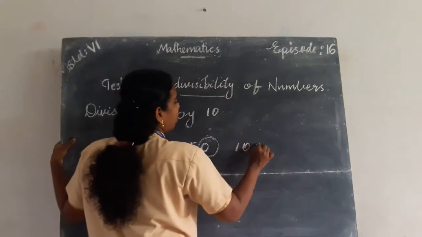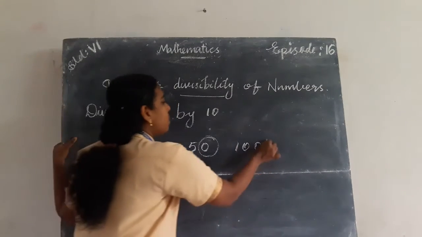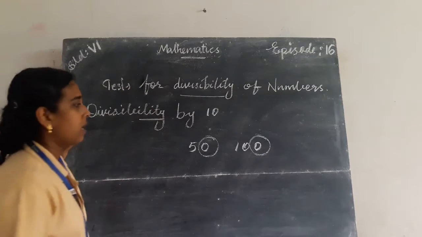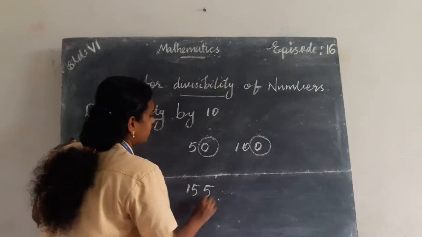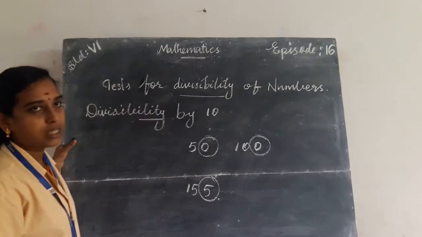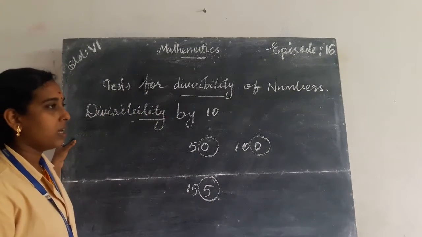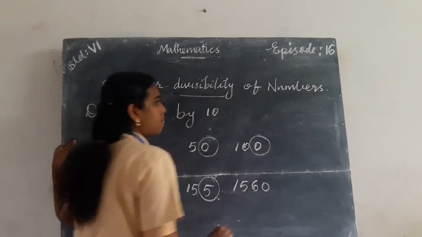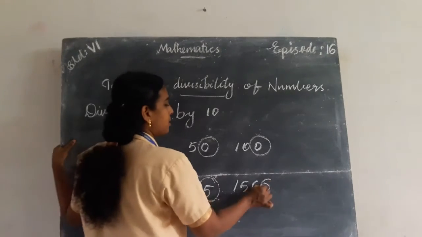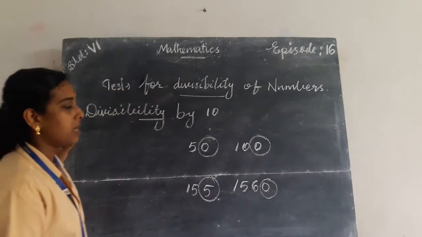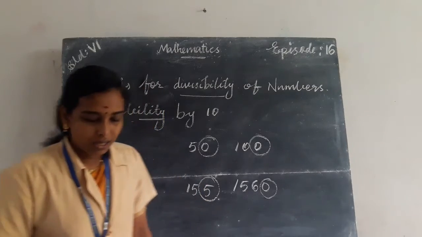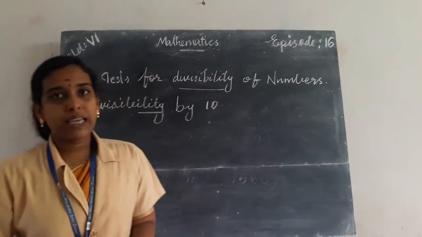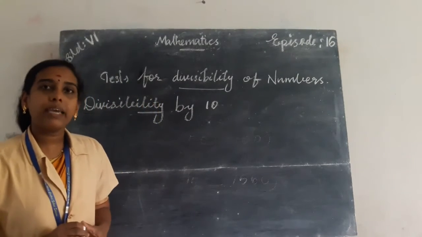Another number, 100. 0 is in the ones place or units place, so the number is also divisible by 10. And another number, 155. Here 5 is in its ones place, so the number is not divisible by 10. Next number, 1560. Here 0 is in the ones place, so the number is divisible by 10. So if a number has 0 in its ones place, then that number is divisible by 10.